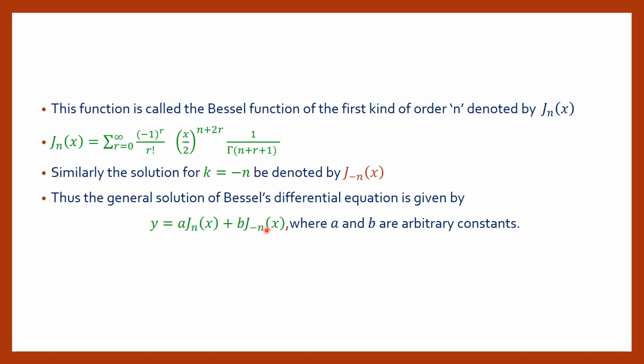So this is about Bessel's differential equation solution leading to Bessel function. So we derived Bessel function as Jn of x and J minus n of x.